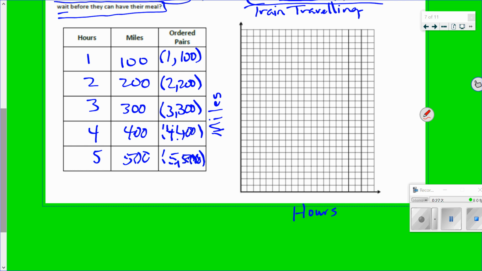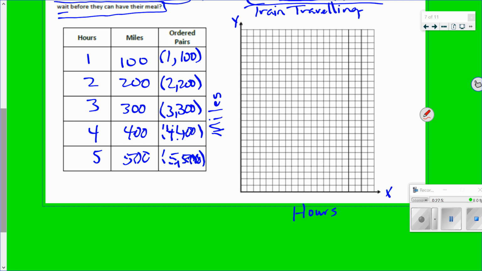What's the next thing I need to do? What do you think, Wyatt? We did that. Hours and miles. I actually would encourage you guys to put the X and the Y on there. I probably won't count it off on the test. I'll see how Miss Petrel's on that one.